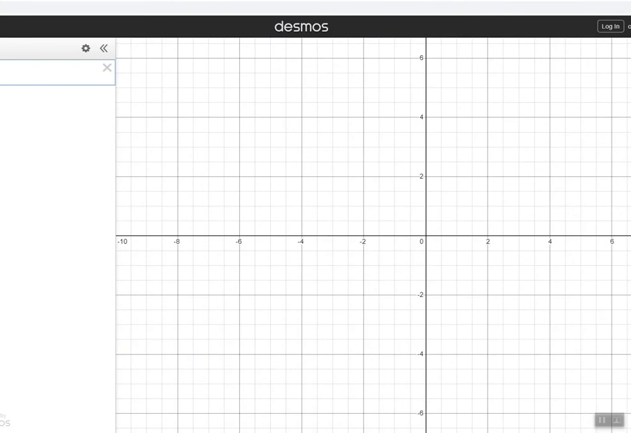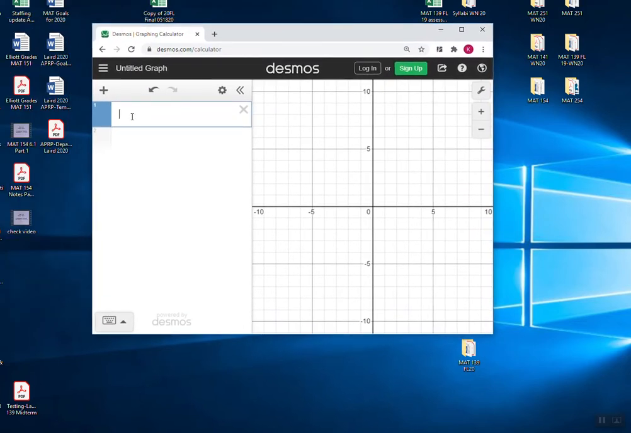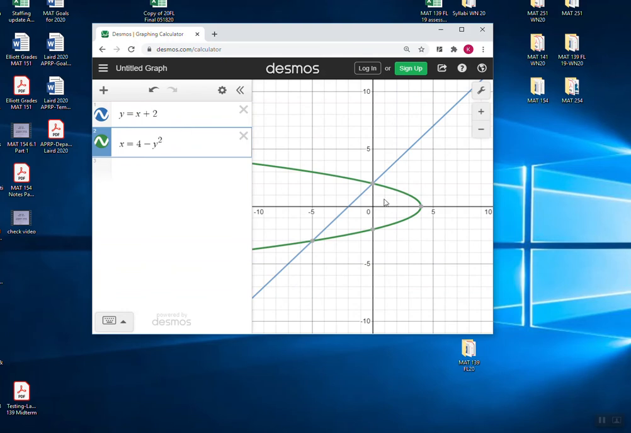Let's see, I may have to make this a little bit smaller. There we go. So, my first equation was y equals x plus 2. Just go ahead and type that in. That line. My second equation was x equals 4 minus y squared. The parabola. And not only can I clearly see the region that I want, but I can even find the intersection points just by clicking. That intersection point is at 0, 2. And that one's at -5, -3. So kind of nice.